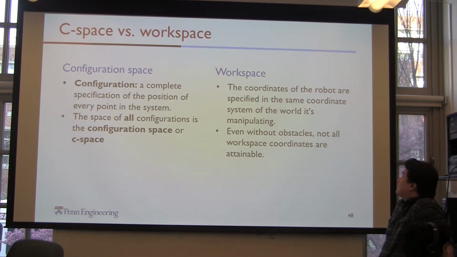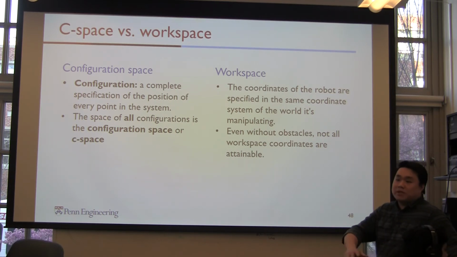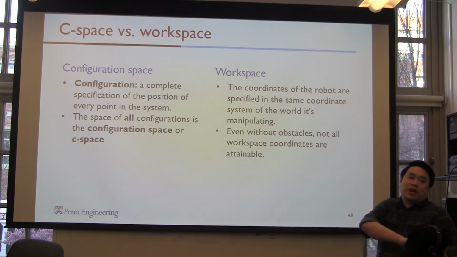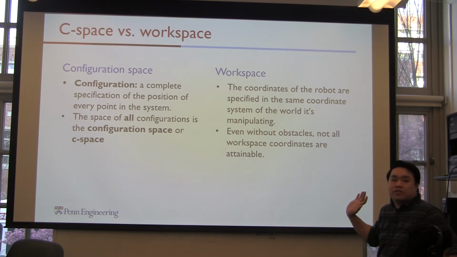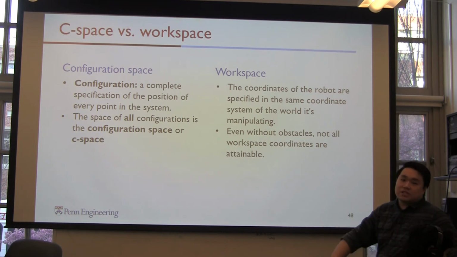And a side note is that even without obstacles, not all workspace coordinates are attainable. For an arm, you have some range that you can reach, and some angles that your arm can configure itself into. And a car, since it's non-holonomic, can't do things that a Roomba robot can do, for example.